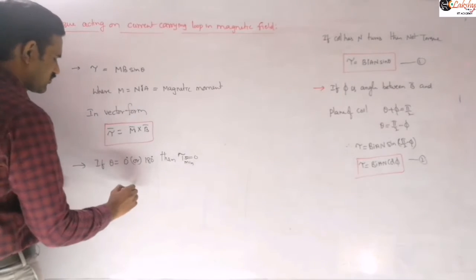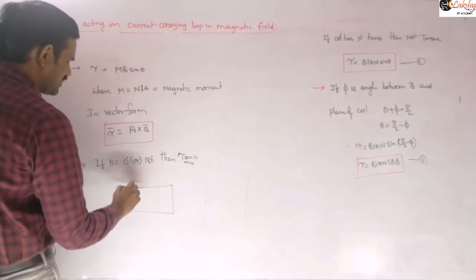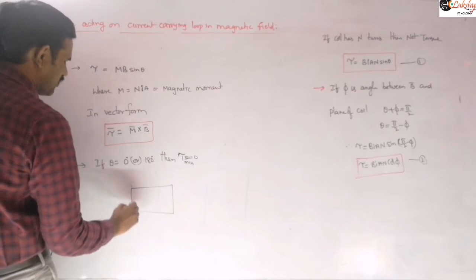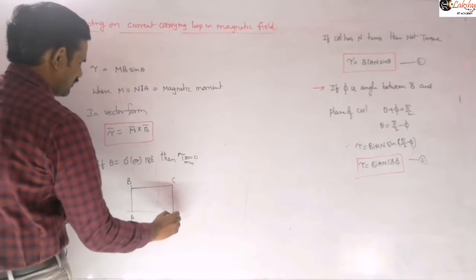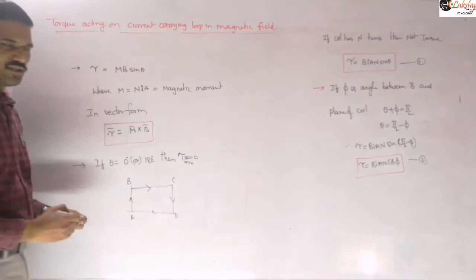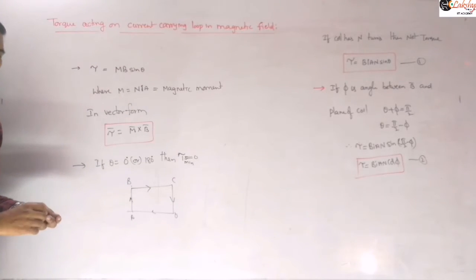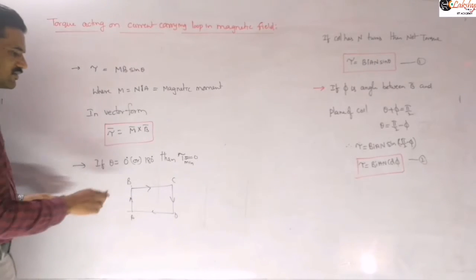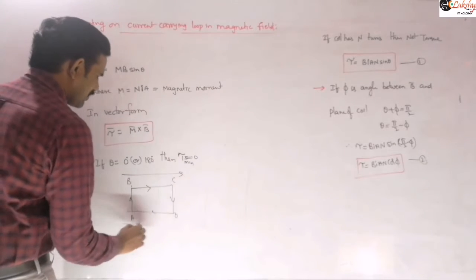Theta is 0 or 180 means, suppose I am drawing the 0 case here. Suppose this is our loop, A, B, C, D, and it is carrying current like this. Current in this loop is like this. Now the magnetic field is lying in the same plane, so the magnetic field is also present in the same plane like this.